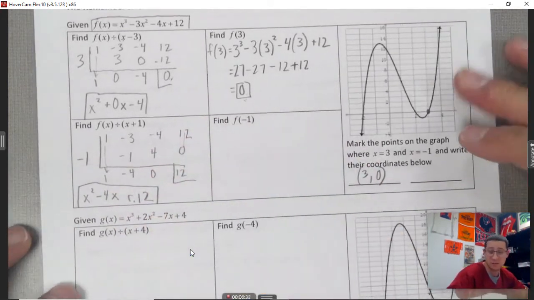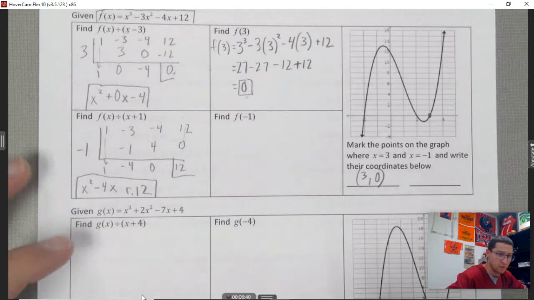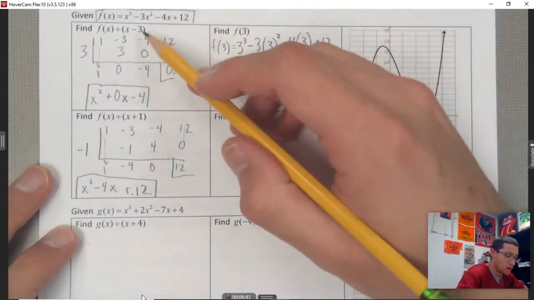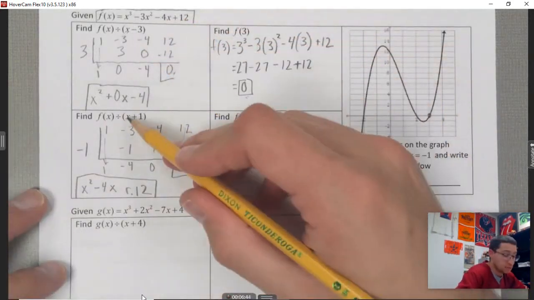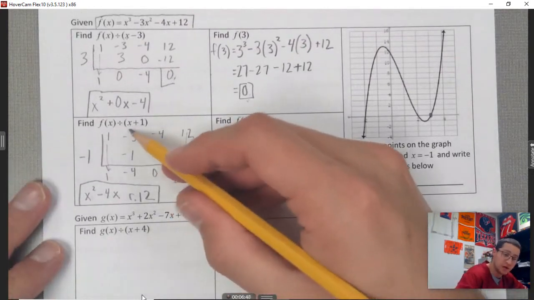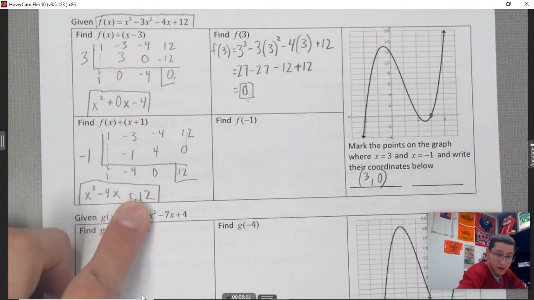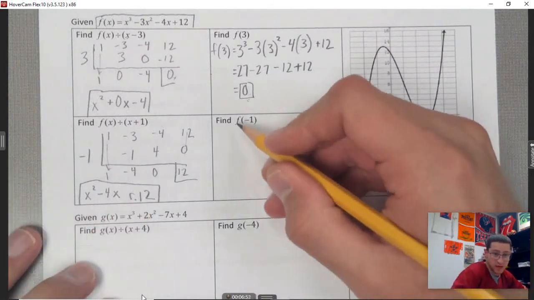If we were being super mathematically precise, maybe we would want to write it the way one of those videos mentioned, where we would put 12 over x plus 1 in that particular one, since we were dividing by x plus 1. We'll keep that in mind as we move forward, and let's look at what happens here.